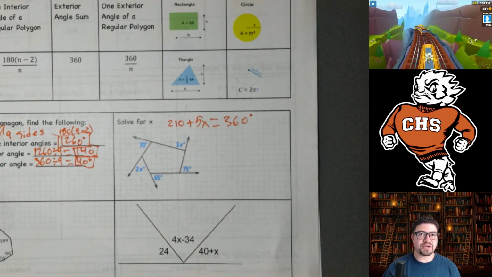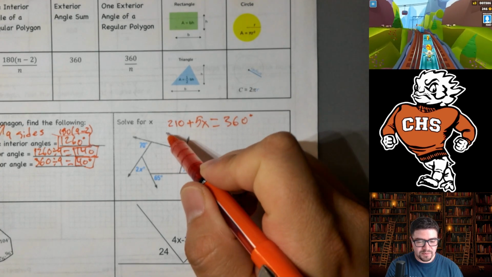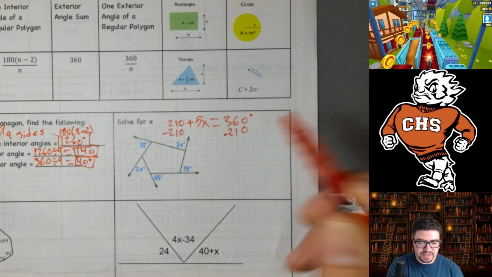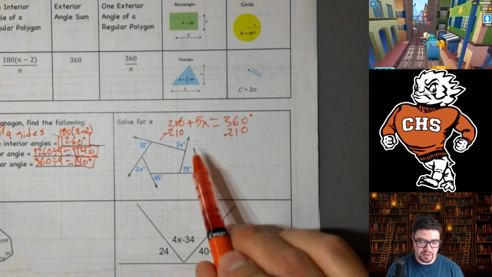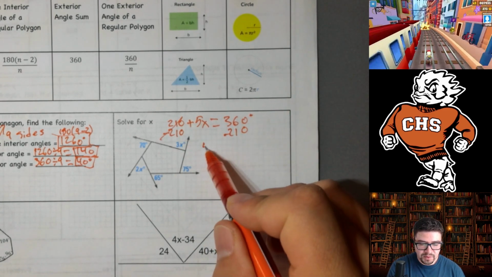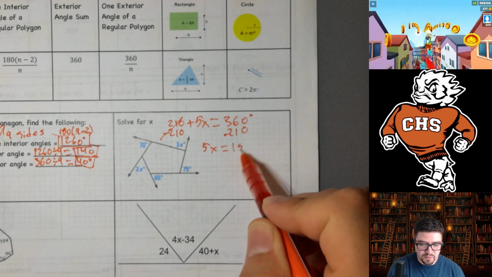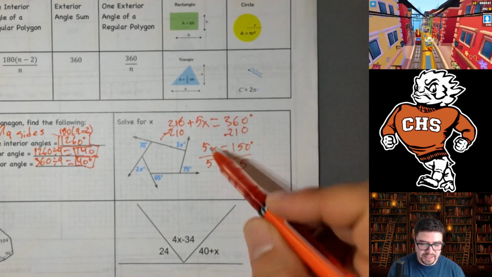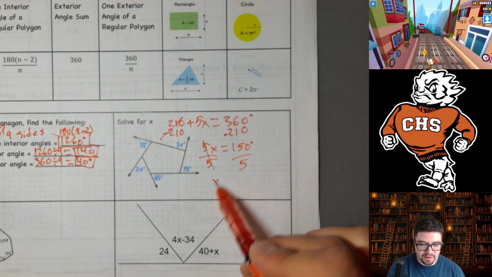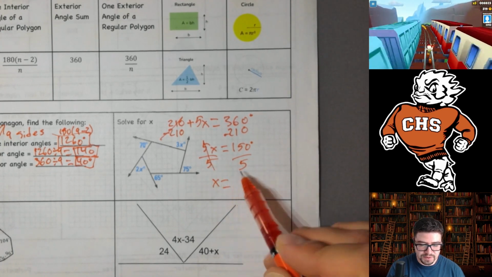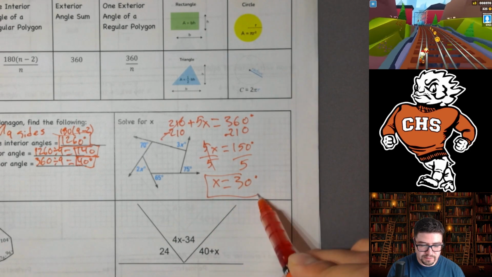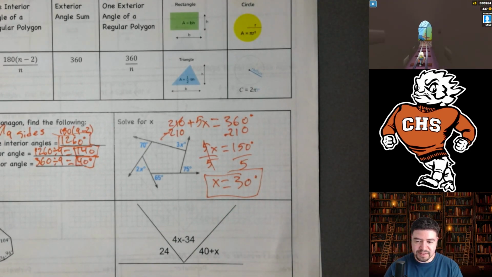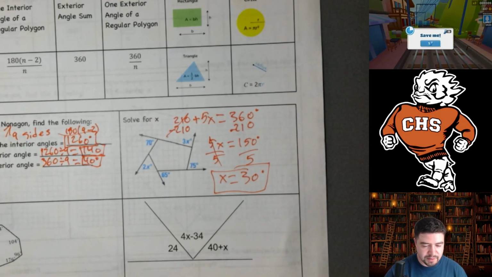So now we have a simple equation where we can solve for x. We'll just do inverse operations. Subtract 210 from both sides of the equation. They have to be on opposite sides of that equal sign. 5x equals 150 degrees. So then I can divide by 5 to get x by itself, and now I have x by itself equals our answer, 30 degrees. So that's how we solve for x. I'm going to take these off because they're bothering me.